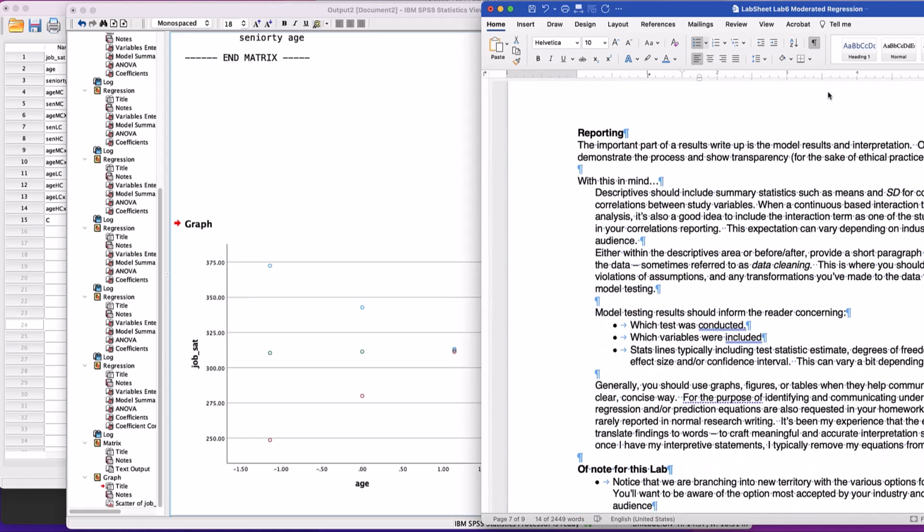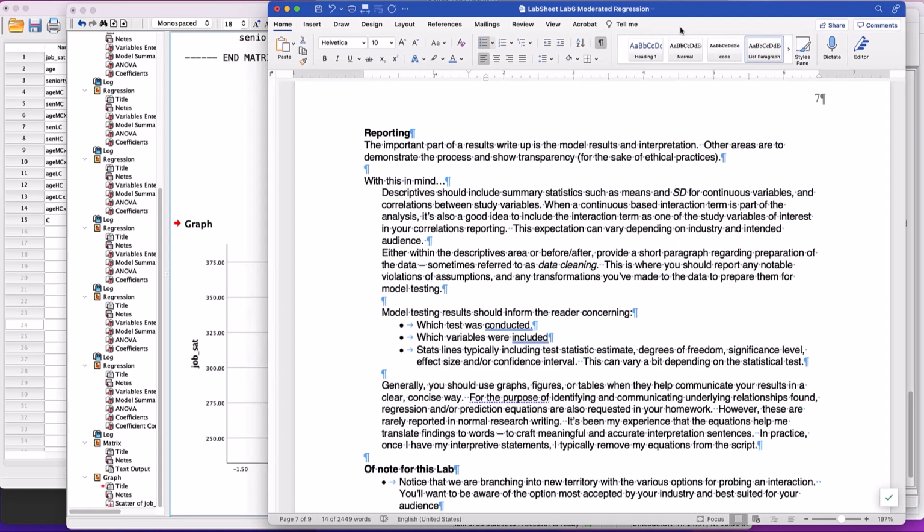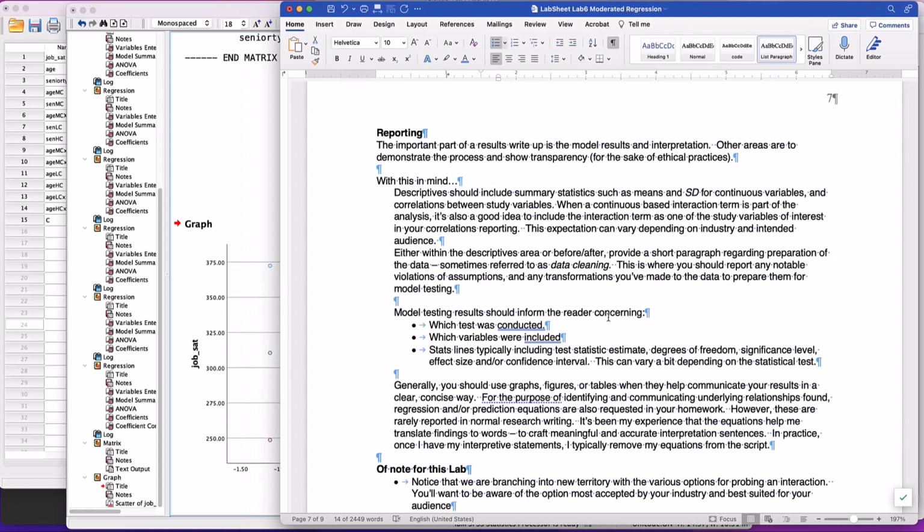Okay, we're on to reporting. Bring that back over. So just a little tips here about reporting your regression. On a normal regression, you're going to do your summary statistics and all your preliminary analyses, stuff like that. You do include your interaction term in your correlation table.